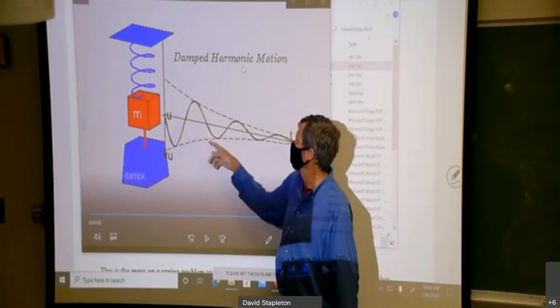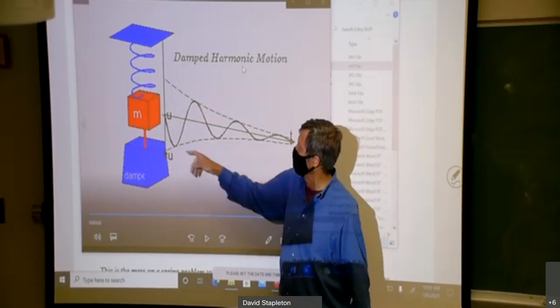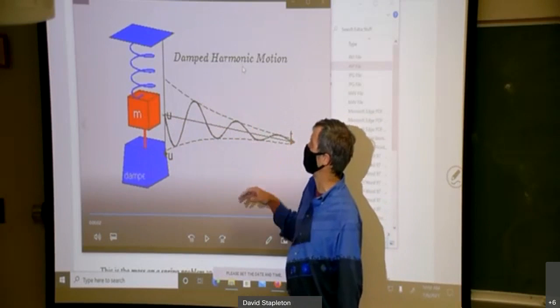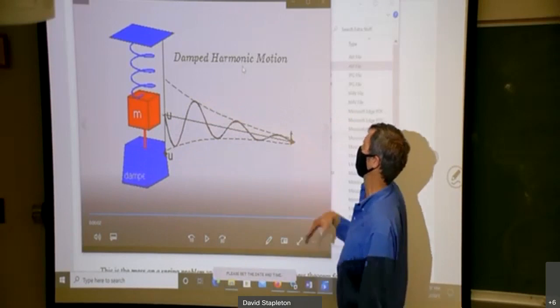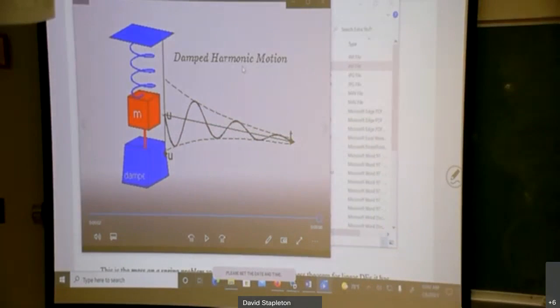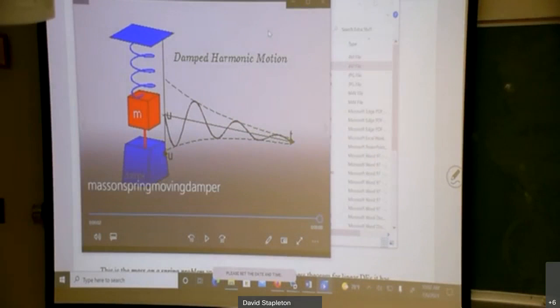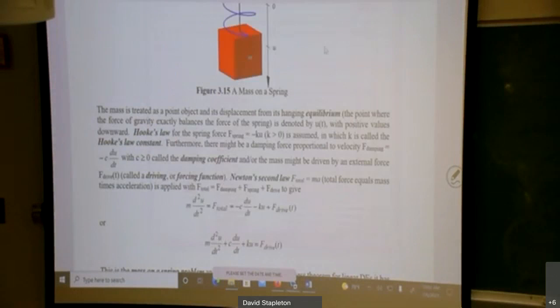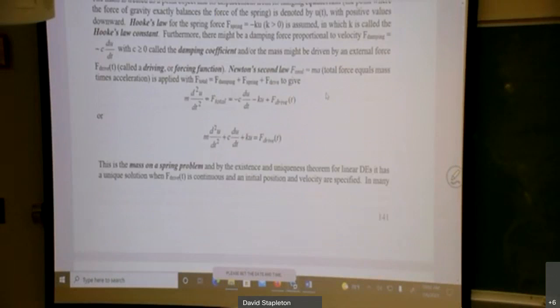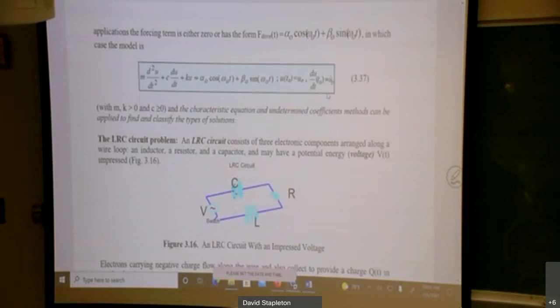So here's the motion you get. Instead of doing a sinusoidal motion, it tries to be sinusoidal, but it's also damped out. It gradually dies out. And we'll see the equation that represents that one soon. Okay. So let's put an example up here.